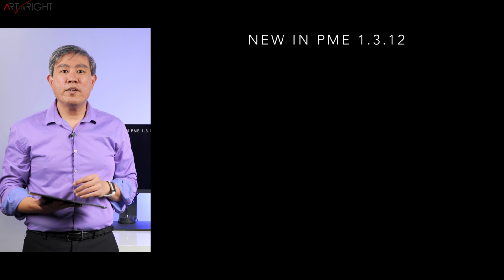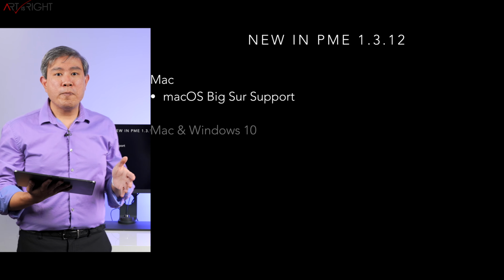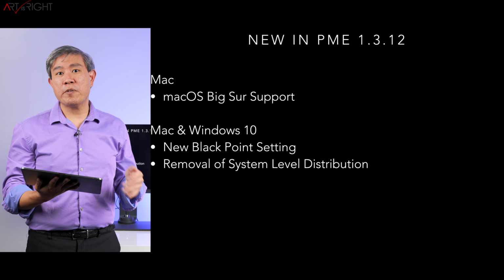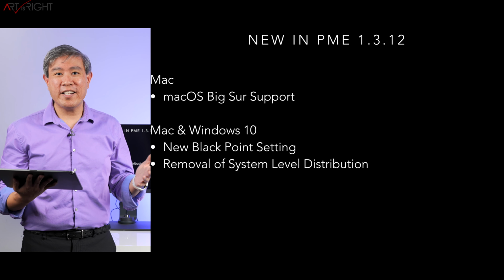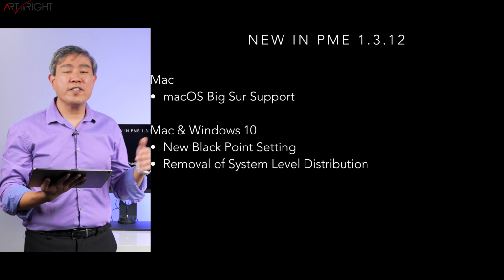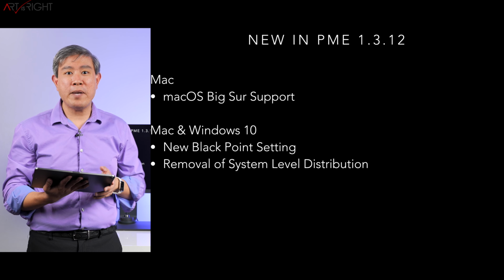Let's talk about what's new in 1.3.12. So for macOS, it adds support for macOS Big Sur. So if you already updated your computer to Big Sur, that is what you're going to have to use, 1.3.12. If you're on the previous version of macOS, you can certainly run any of the previous Palette Master Element versions just fine.